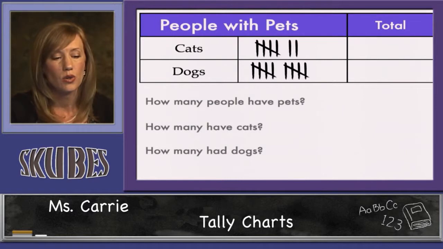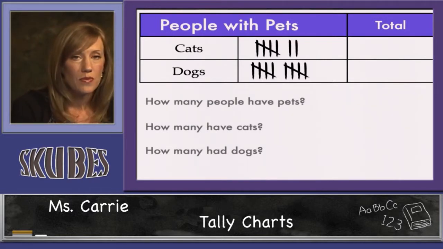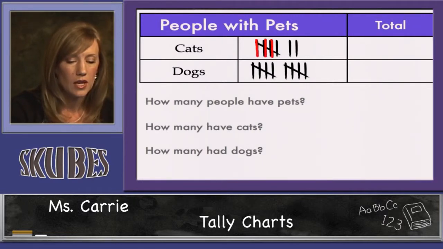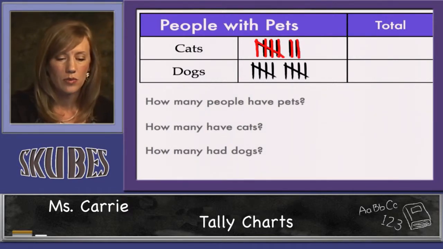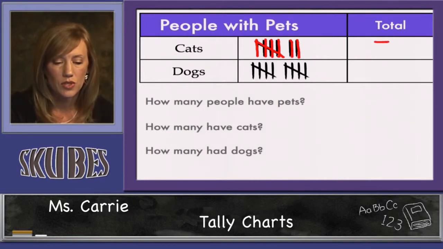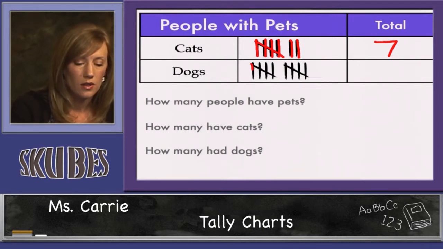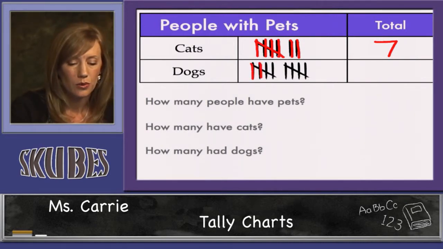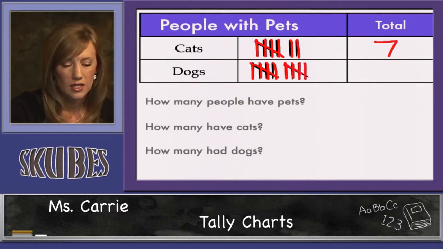Let's look at another tally chart. This tally chart shows people with pets. Some have cats and some have dogs. Let's count up the cats first. There were 1, 2, 3, 4, 5, 6, 7 people that liked cats. So we'll put the number 7 over here in the total side. And dogs had 1, 2, 3, 4, 5, 6, 7, 8, 9, 10.